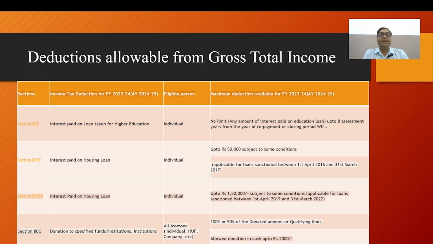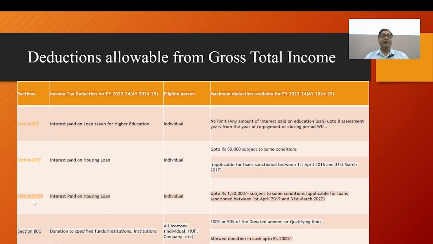And section 80EE. Section 80EE is interest paid on the housing loan. It is for the individual, up to 50,000, with some conditions. It is applicable for loans sanctioned between 1st April 2016 to 31st March 2017. If you have got any such loan, terms and conditions apply. If you are taking it after 2017, then no terms and conditions apply.